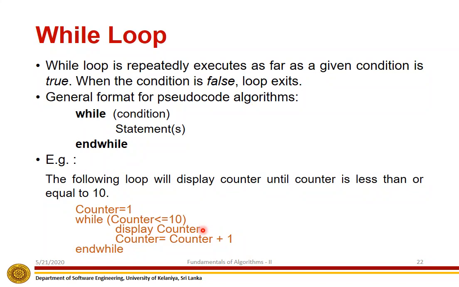After displaying the 10, counter is 10. 10 plus 1, now count is 11. 11 is greater than 10. Now the loop breaks, because that condition is false. Here the minimum iteration is 0, because the condition is checked first, and if the condition is not satisfied, the loop will not execute.